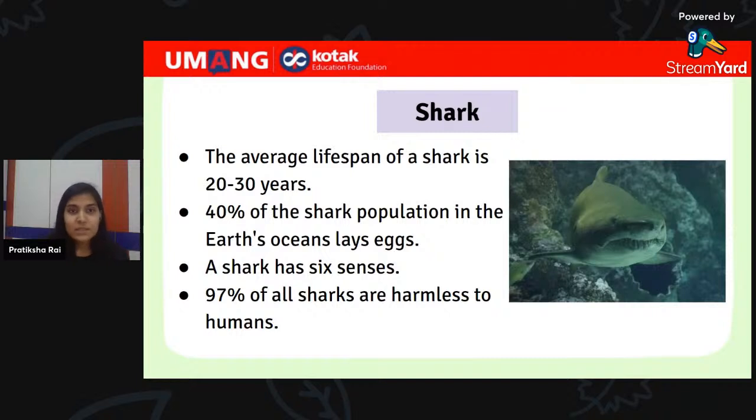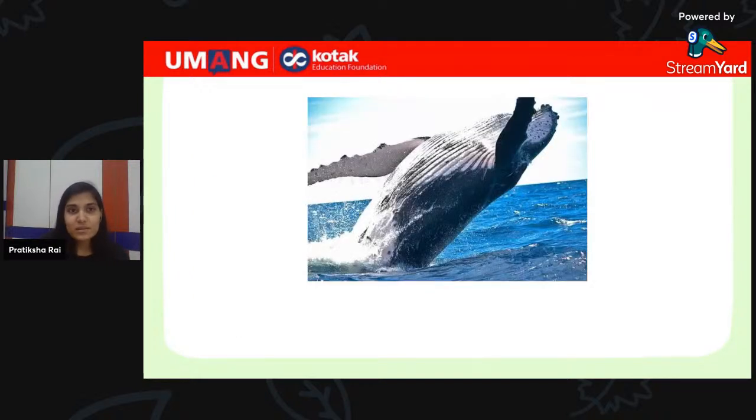All right, let's look at the next one then. What do you see here? Isn't that a beautiful picture? Now, can you tell me, what do you see? What is this? What do you see here? Quickly type your responses in the chat box. I'll give you a few seconds. Yes, that's right. This is a whale.